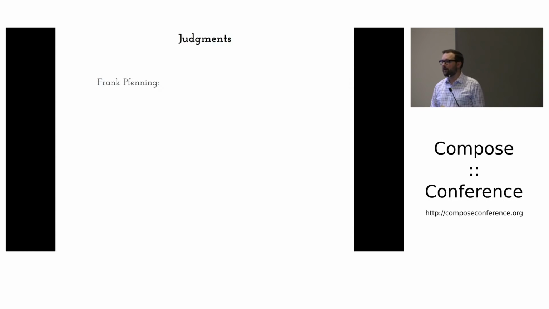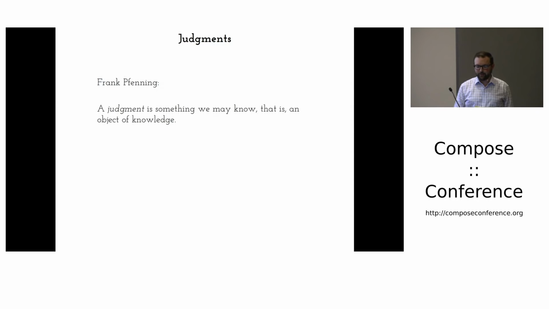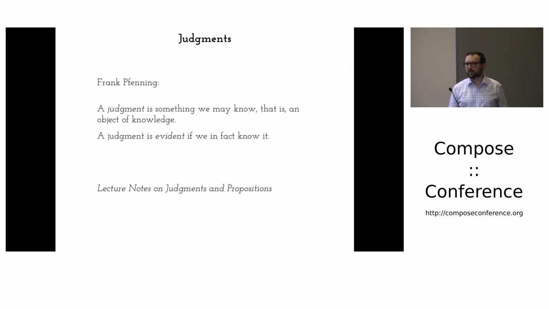So before I get started, I want to fill you in on some background things. We rely very heavily on the concept of a judgment when we're talking about a type system. And I like the way that Frank Pfenning describes it in some lecture notes. So a judgment is something that we may know, that is, an object of knowledge. And when we come to know it, then we say that the judgment is evident. If you want to take a picture of the screen and go read those lecture notes, they're really wonderful, so I highly recommend it.